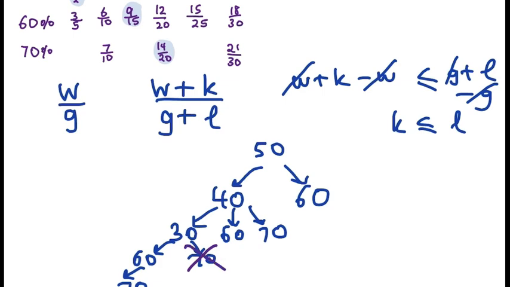Okay, let's backtrack one more step. So 50 to 40 to 60. So 1/2 to 2/5. We already established that that's valid. And then 2/5 to 6/10. Is that possible? Yes, it is. So from 6/10, where can we go next? Well, we have either 30 or 70, don't we? So I'm going to just draw these avenues, 30 and 70.